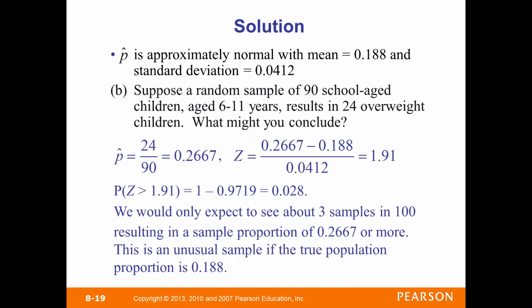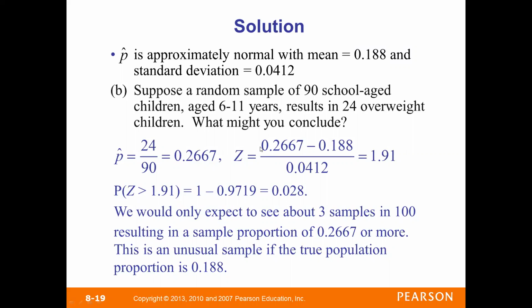We know that the distribution of the sampling process for the proportion has a mean of 0.188 and a standard deviation of 0.0412. Now let's suppose that we actually had a sample of 24 overweight children out of 90. That would tell me that the sample proportion is 24 over 90, which is 0.2667. That gives me a z-score of 1.91 standard deviations above the mean.